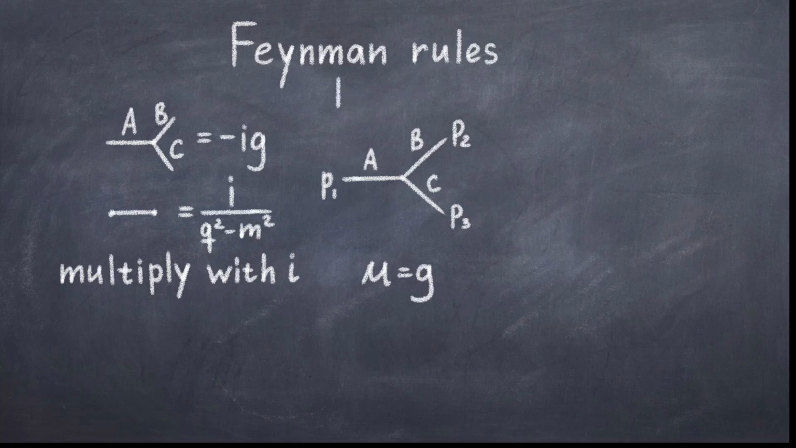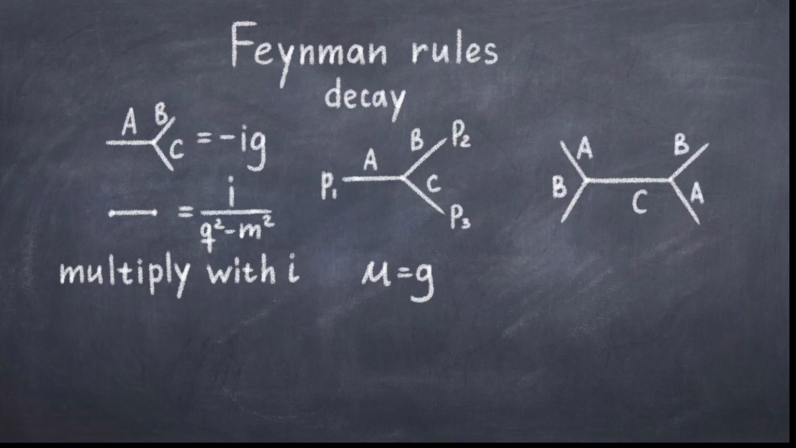If we use these rules, we can easily compute the decay diagram. We can label the incoming A particle as P1 and the outgoing particles B and C as P2 and P3. In this process there is no propagator, thus the only factor we have to collect is the factor of minus Ig from the vertex. The amplitude is therefore just M is equal to g after multiplying with I.